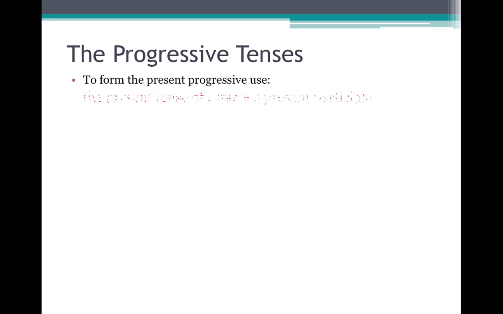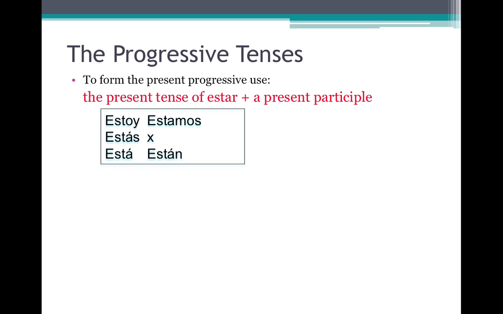So let me show you how we form it. There's two tenses we're going to look at. The first one is the present progressive. You need to know this formula. The present tense of estar plus what we call a present participle. And we know how to do the present tense of estar, hopefully. We learned it this time last year in Spanish 1. How do we conjugate estar? Estoy, estás. Excelente. Estoy, estás, está, estamos, están. Notice the accents are in the tú form, the he, she form, and the they form.